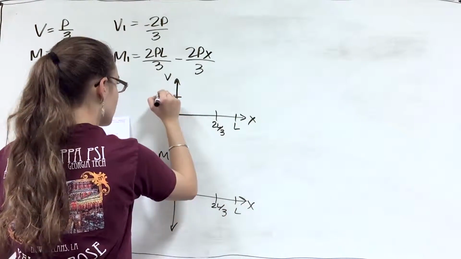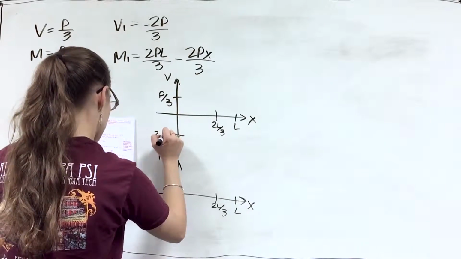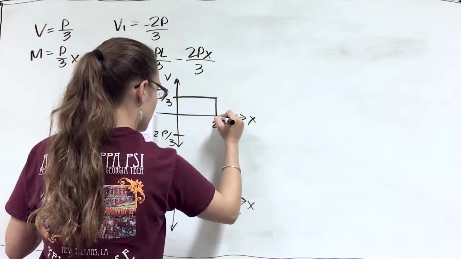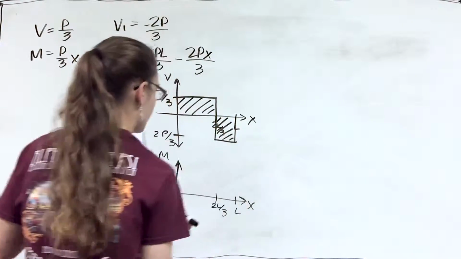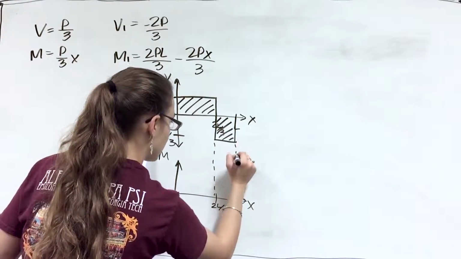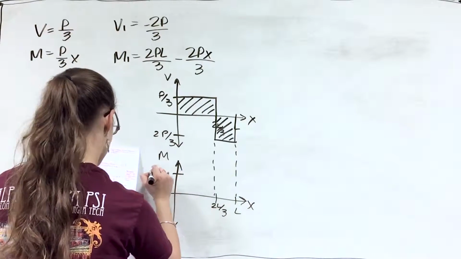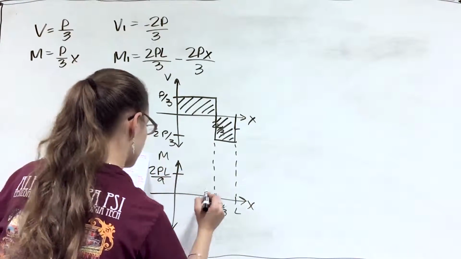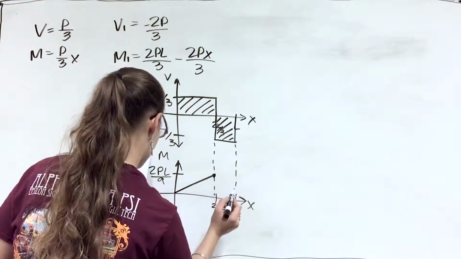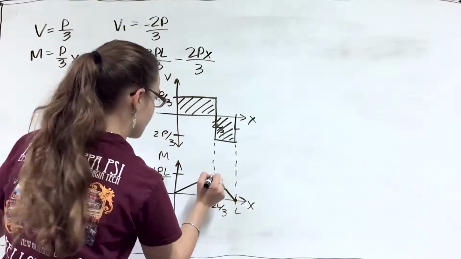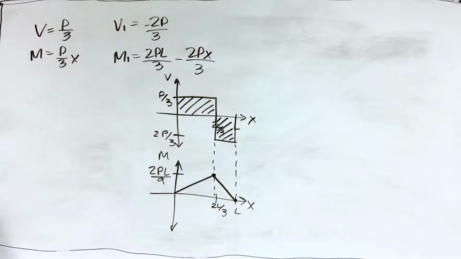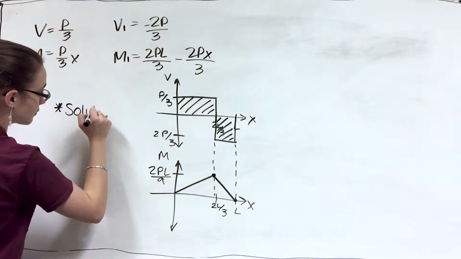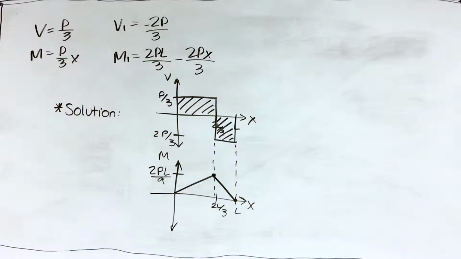And when we're looking at our moment diagram, we see that at our first cut, M is equal to Px/3. So we can graph it and see that at 2L/3, M is equal to 2PL/9. And when we solve for the latter part, our second cut, we can see that the moment is 2PL/3 minus 2Px/3. And you can actually see if you plug in x equals 2L/3 for both of these equations, they'll equate to the same value of 2PL/9.